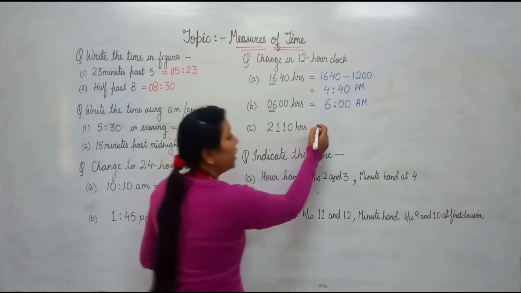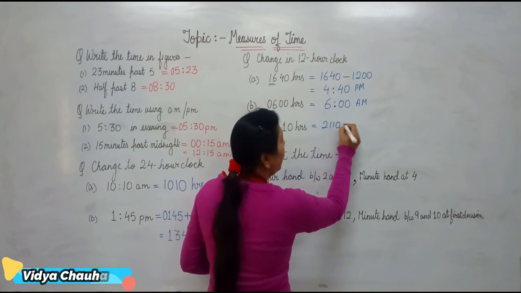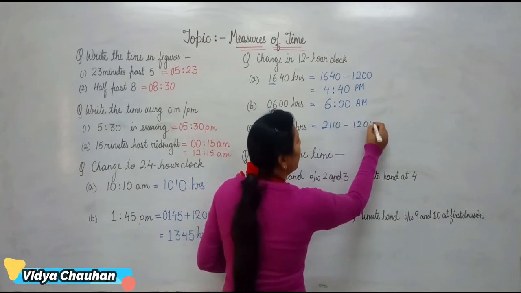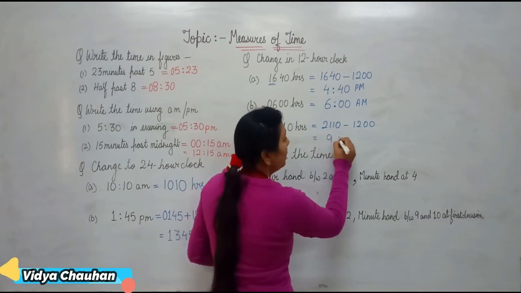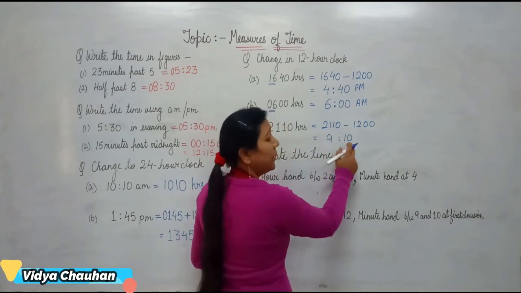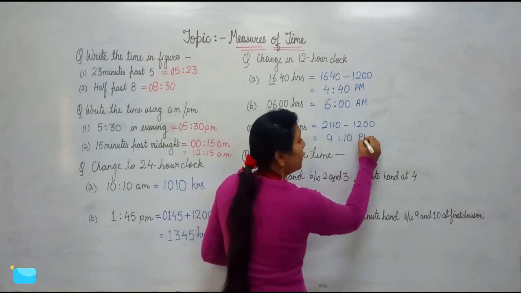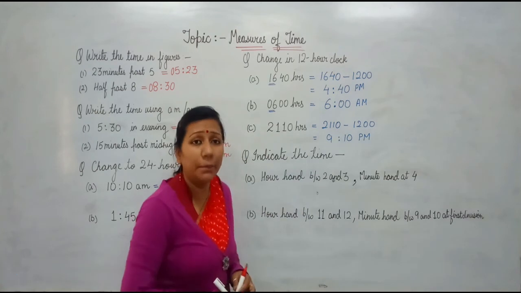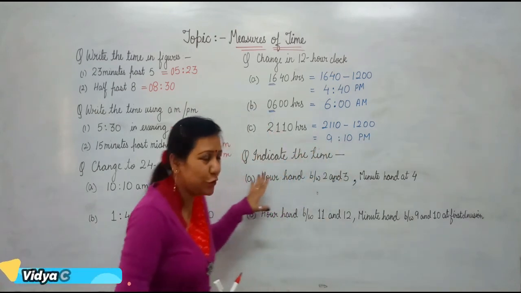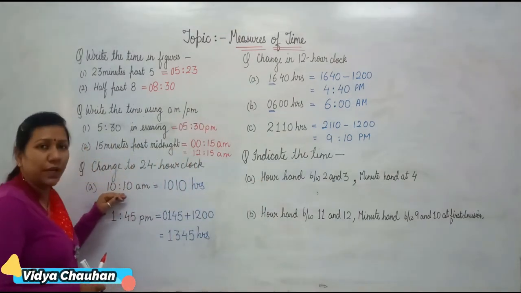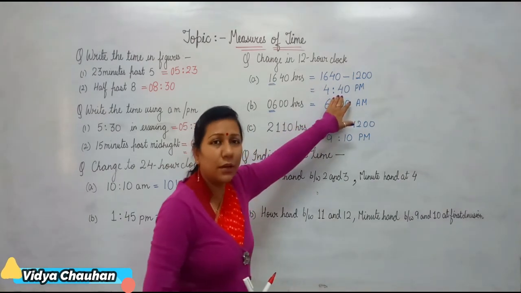Then the third part, 2110 hours. So that will be 2110 minus 1200. Subtracting the value here, what will you get? 910. And since we have subtracted 1200, it will be PM. So the time is 9:10 PM. Understood, students? How to convert a 12-hour clock to 24-hour and 24-hour clock to 12-hour.